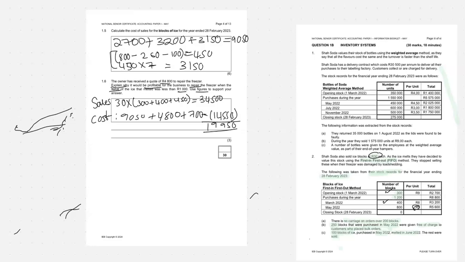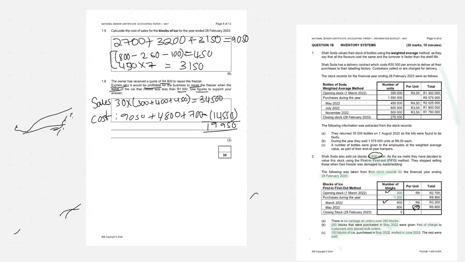So now the cost of sales calculation is your opening plus your purchases plus your carriage inwards, minus your returns, minus your closing stock. We didn't have carriage inwards. We didn't have the returns. Also didn't have closing stock. So this will just be opening plus purchases.